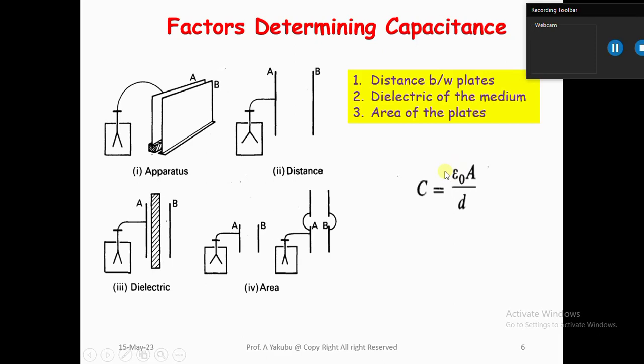The permittivity here is in relation to the dielectric. So the higher the permittivity value or dielectric value of the medium, the larger the capacitance. The larger the area, the larger the capacitance. But the smaller the distance, the larger the capacitance. So the higher the distance, the smaller the capacitance.